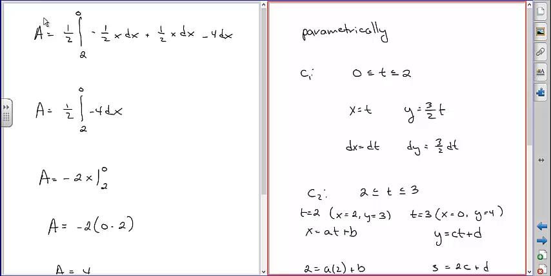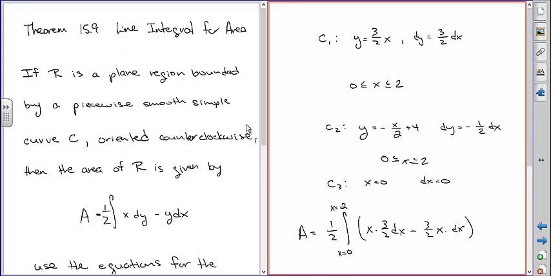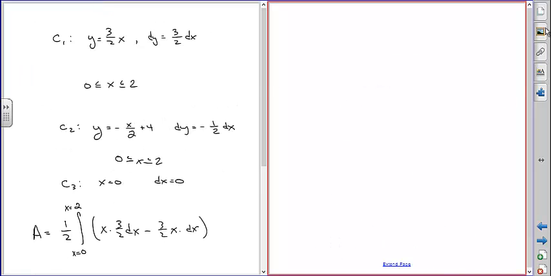Oh, so yeah, I did it both ways. So let's look at both ways. So these are the curves: y equals 3/2 x, and the curve y equals... there are three curves, so it's like a triangle. So let's draw what this looks like. We get a piece of graph paper.